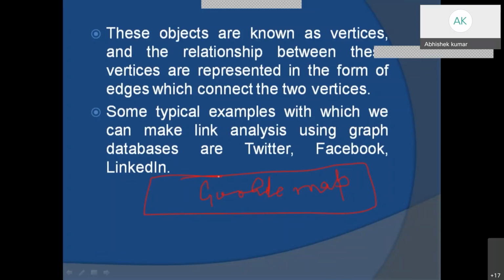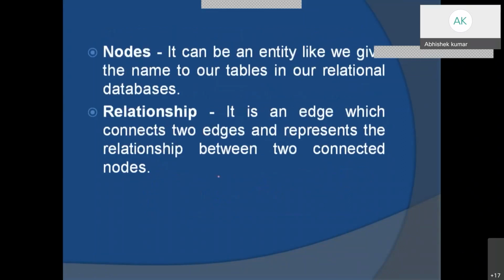Apart from that, if we are talking about nodes and relationships, we all know that a node works as a record pointer, and it can be an entity, like the names we give to our tables in relational databases. And what is a relationship? It is an edge which connects two nodes and represents the relationship between the two connected nodes. Getting my point? Two connected nodes. So we can have those kinds of things from there.